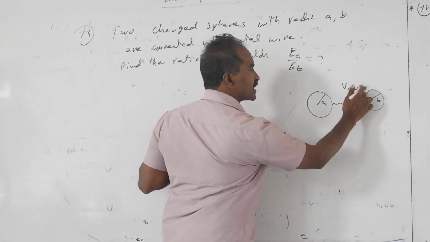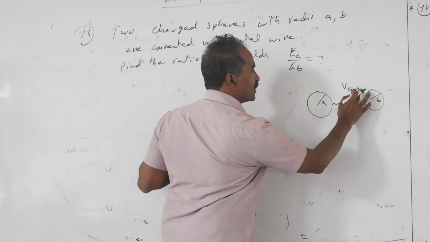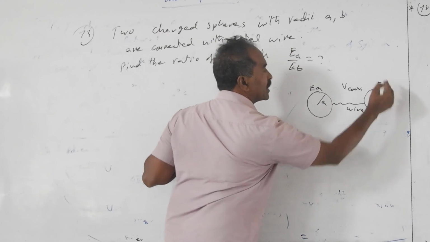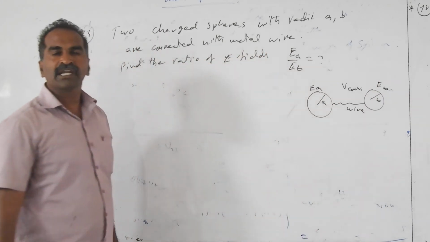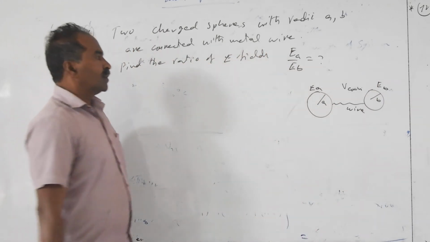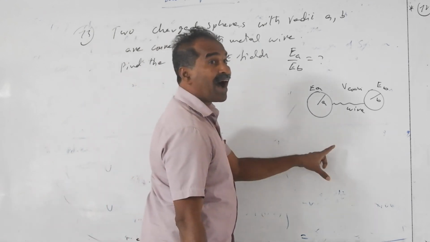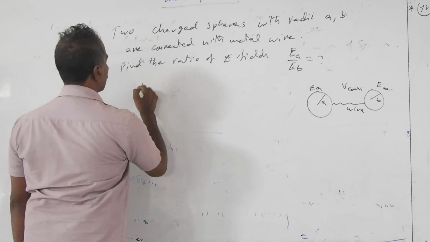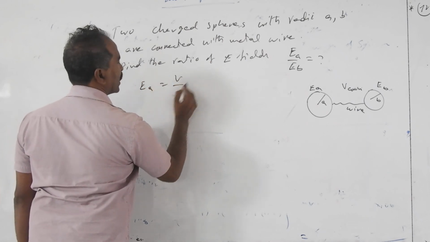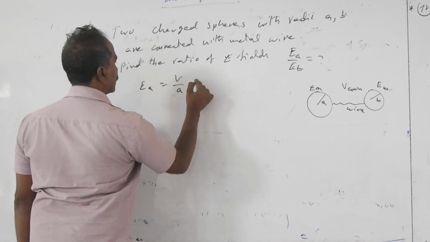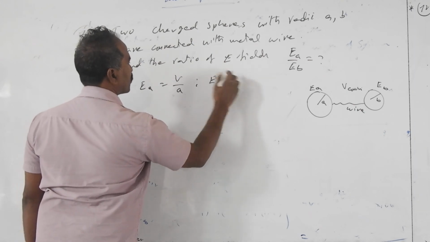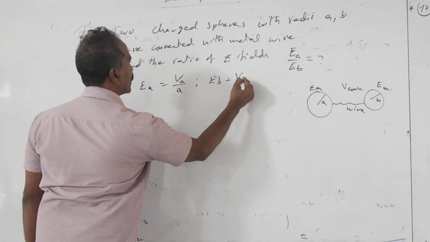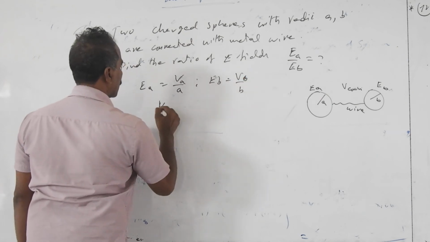But in this case, when they are connected, they take a common potential, V common. The electric field of this sphere is EA, and this one is EB. V is common. The relation between E and V is E equal to V by R. So V is the same here. EA equals V by its radius, and EB equals its potential by its radius, where V is the same here. Take them as VA and VB, but VA equals V.